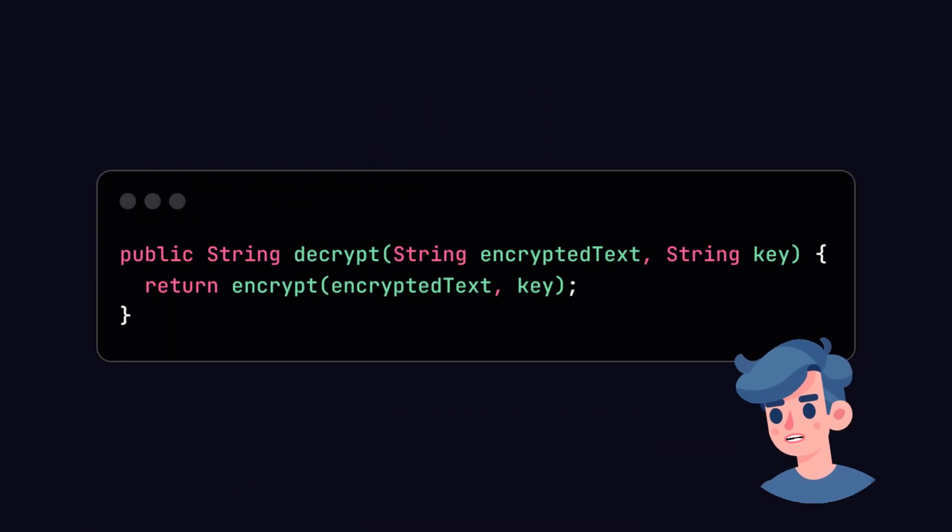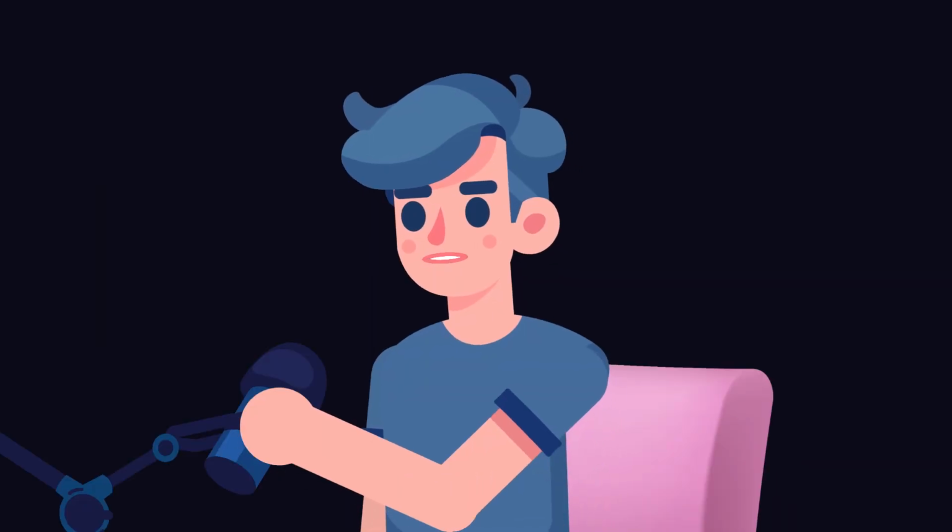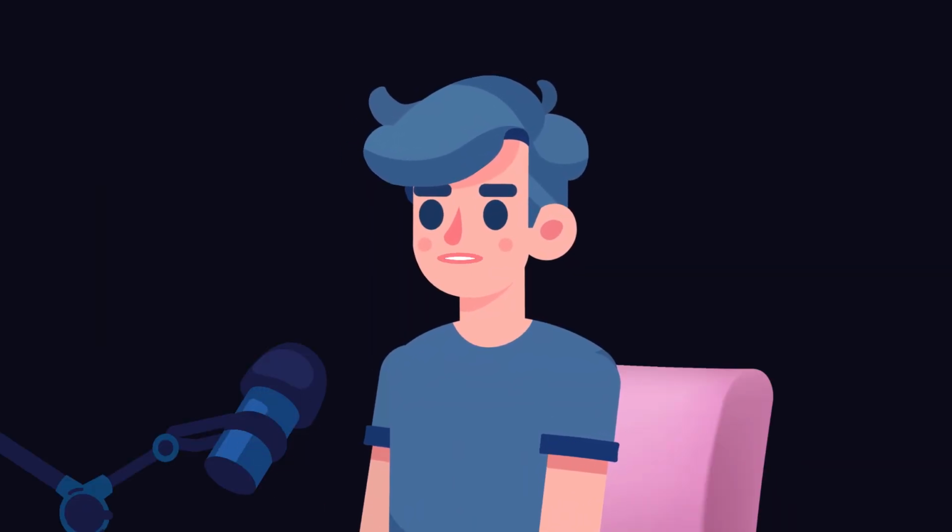Once we have the encryption method and key generation in place, let's implement the decryption method. The decryption process is essentially the same as the encryption process because of the properties of the XOR operation. As you can see, the decryption method reuses our encryption method since applying XOR again with the same key will reveal the original plaintext. This is key to how the Vernam Cipher functions.